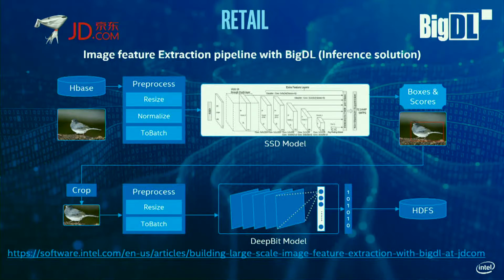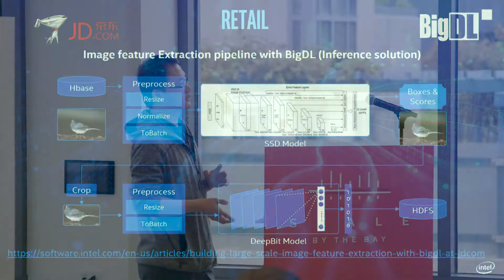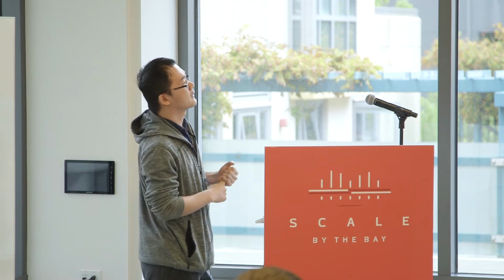So to do that, the first step is to detect the object from an image. Initially, we need to pre-process all the images, and then we need to send them through the SSD model so we can detect certain objects from an image, so we can filter out all the background noise. And after we get that part, actually it's a crop from the image, we can use that to get it through the deep bit model, which will calculate a binary representation for the image. The binary representation can be used for image similarity search or just the image query. And the result is cached in HDFS system.